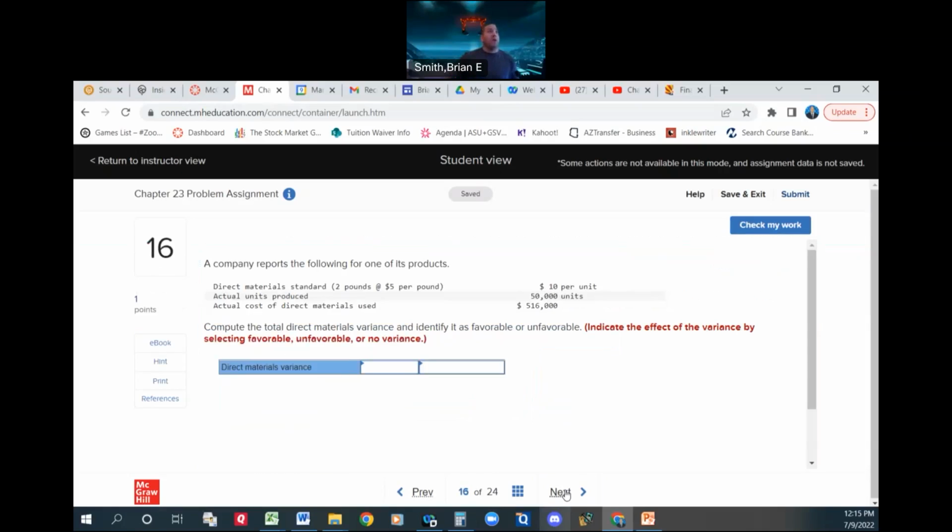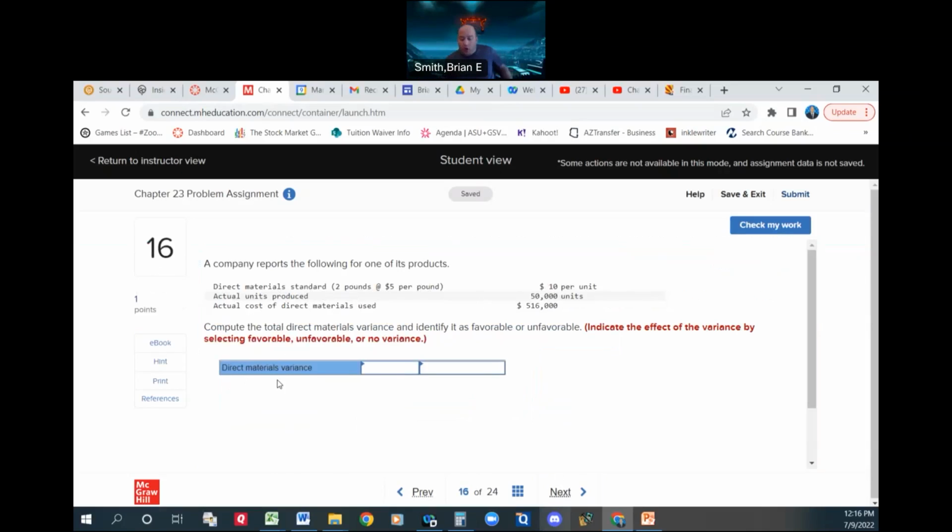All right, a company reports the following for one of its products. We have direct materials, actual units produced. We have 2 pounds at $5 per pound. That's what it takes per unit. Then the actual cost of direct materials used. We're looking for our direct materials variance.